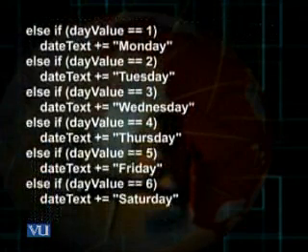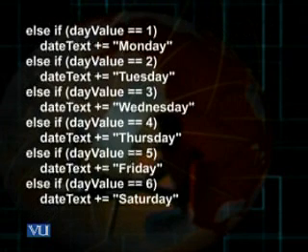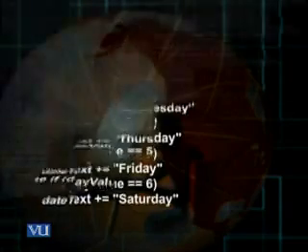And so on. At the bottom, the last else if day value equals 6, then date text plus equals Saturday, which means that if the value returned is 6, then date text should have the day name as Saturday.